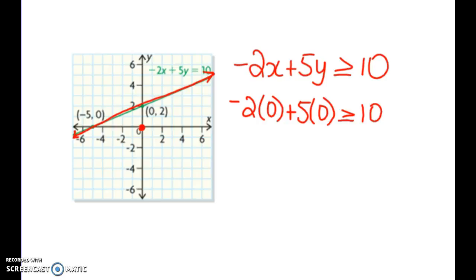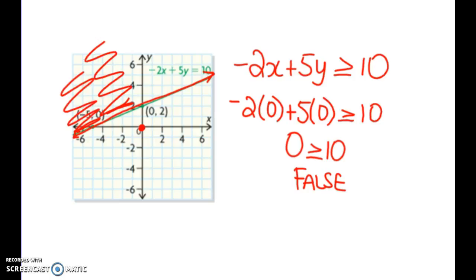So we have minus 2 times 0 is 0. 5 times 0 is 0. So we have 0 is greater than or equal to 10. Is this true? No. 0 is not greater than or equal to 10. This is false. That means our test point does not work. It's not a solution to our equation, so we will shade away from that test point.